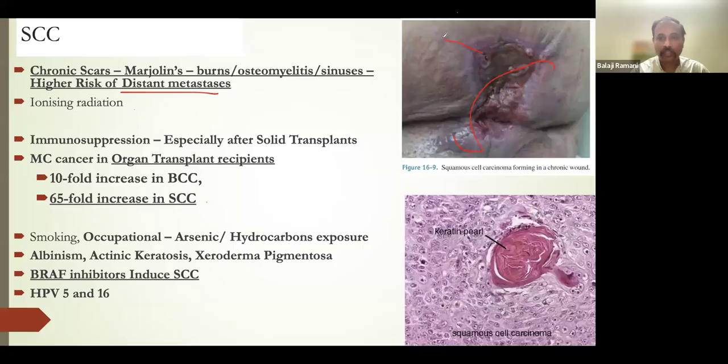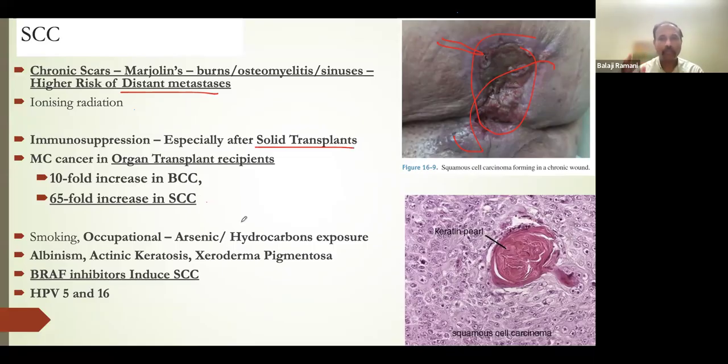It will happen once the tumor extends beyond this, because in this area the lymphatics will be destroyed. So once it crosses the edge of the wound, that is the area where you will have your nodal metastasis. But before that, it will more likely cause a distant metastasis. And immunosuppression, especially after transplant, is more common.